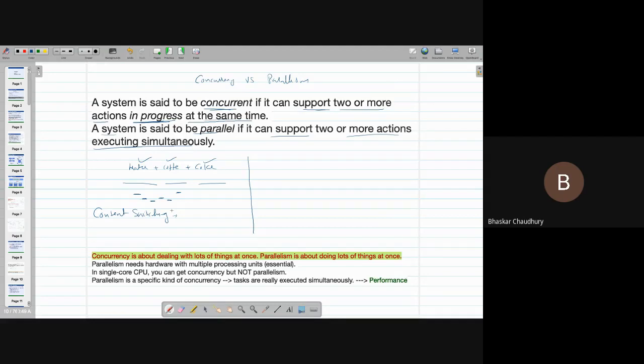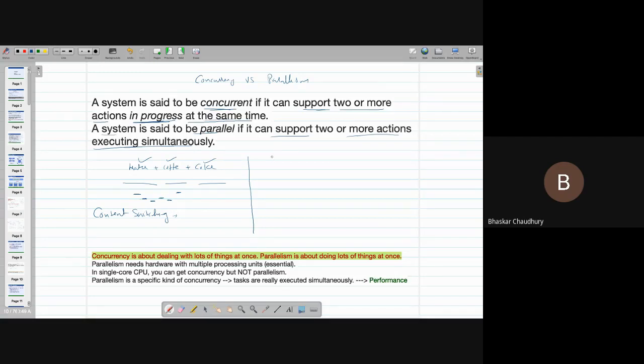Or I can give you another example. You are watching a movie, and then you are also doing SMS. So you have a feeling that you're doing two things together, but actually you are not. It is a kind of illusion. You are just switching the context so fast that it looks like you are working on multiple things together, but you are not really doing that.